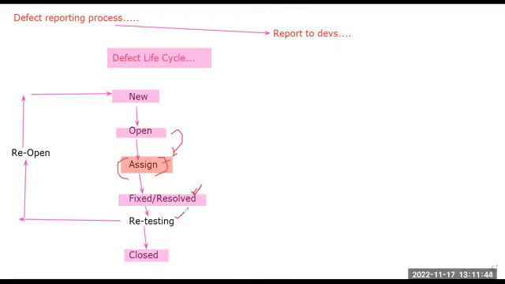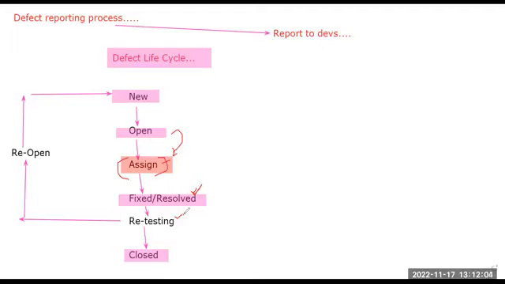Can someone tell me in which environment we have to perform the retesting? In which environment we have to check whether the defect is fixed or not? QA environment. Correct, guys? Okay. So as part of retesting, you need to revisit the defect and check whether the defect is fixed or not.